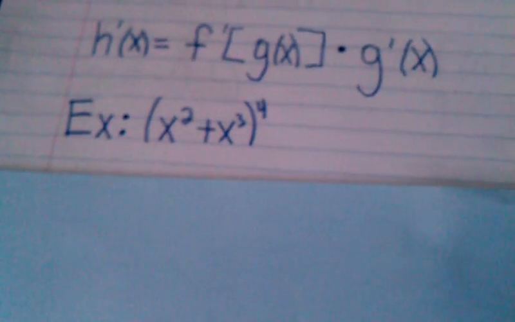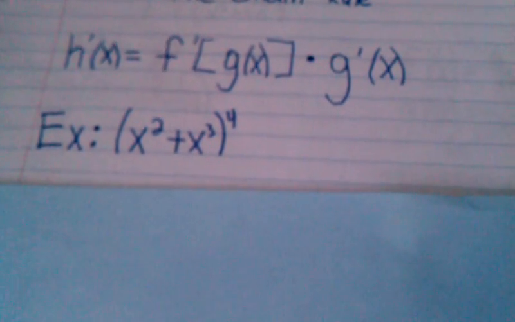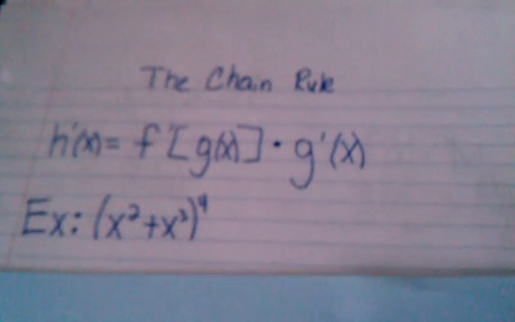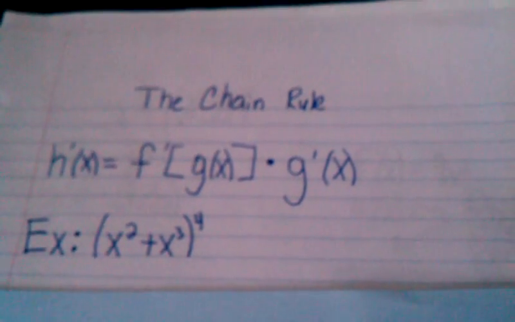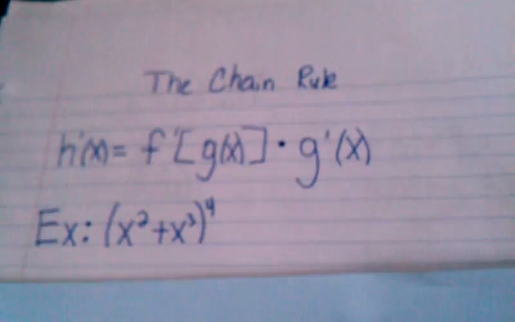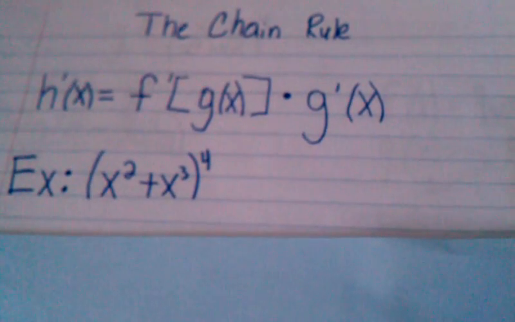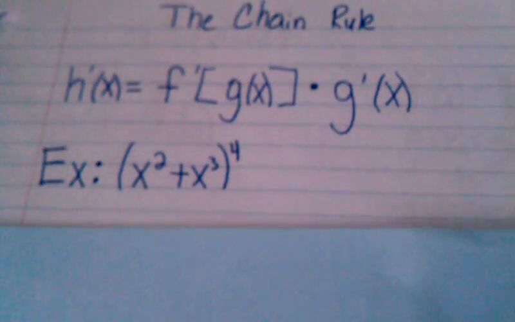An example problem will be (x squared plus x to the third) to the fourth power. Now, what we have to do is break this up into this equation. So we have to find f of x, g of x, f prime of x, and g prime of x.